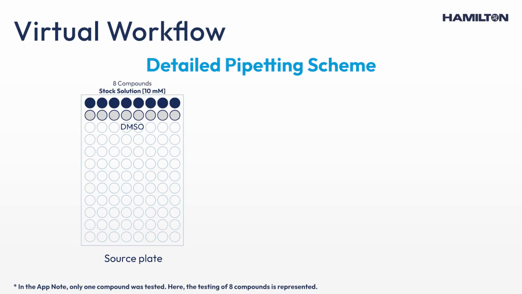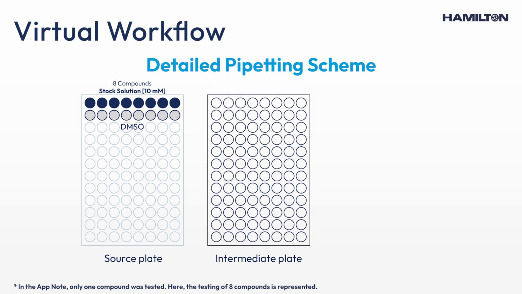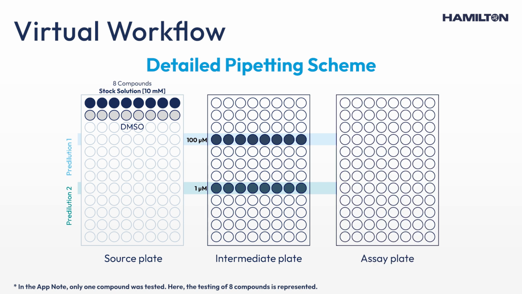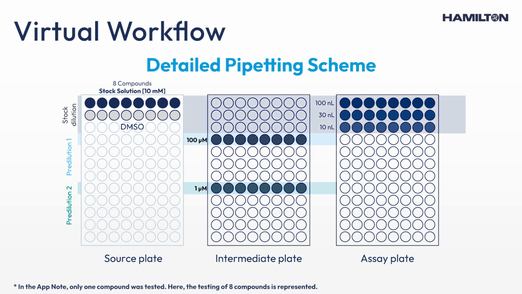The 8 stock solutions of the 8 different compounds and pure DMSO are prepared in the source plate and placed on the deck of the BIOSPOT. After pre-filling the intermediate plate with 200 microliters of DMSO and using the 4-step sequence, the BIOSPOT dispenses the corresponding volumes, 2 microliters and 20 nanoliters, of the stock compounds to create predilutions 1 and 2, 100 micromolar and 1 micromolar respectively. Aspirating once again from the stock compounds, the stock dilution is created by adding 100, 30, and 10 nanoliters in the first 3 rows of the assay plate.